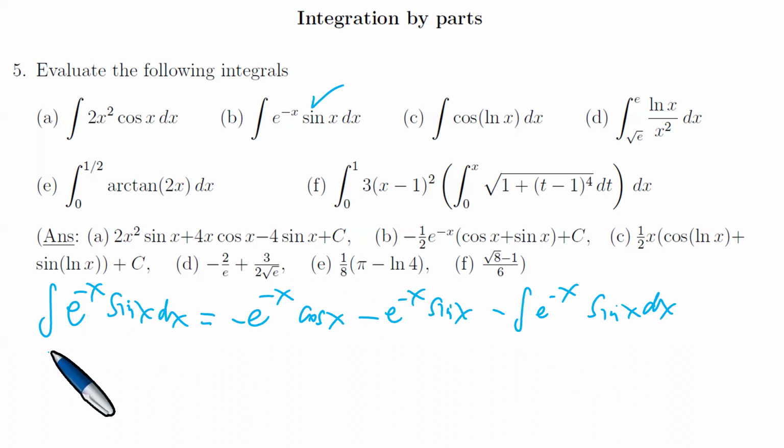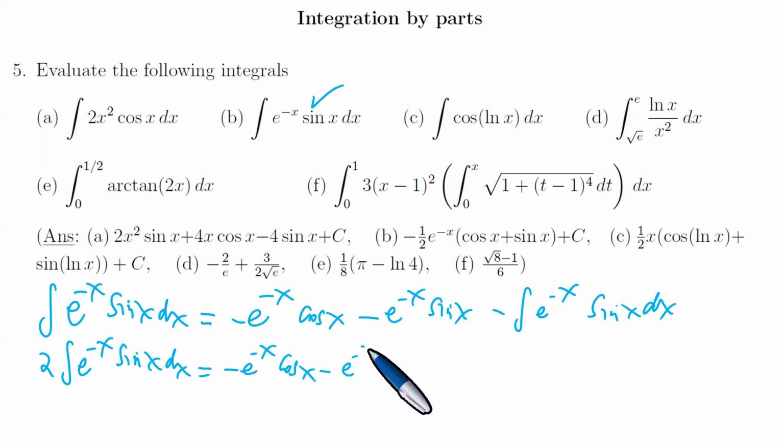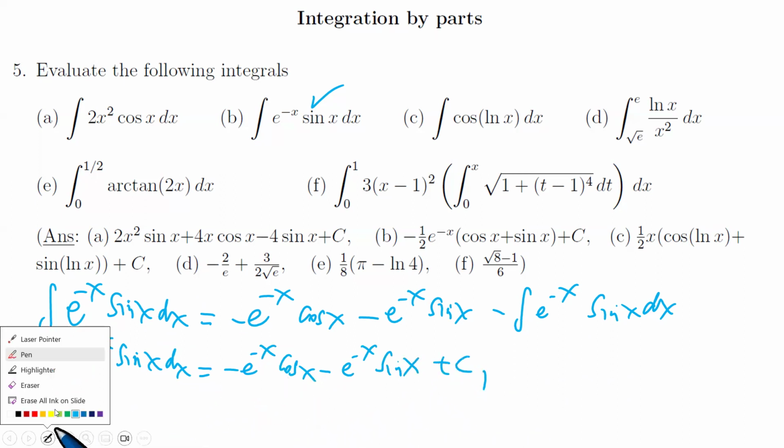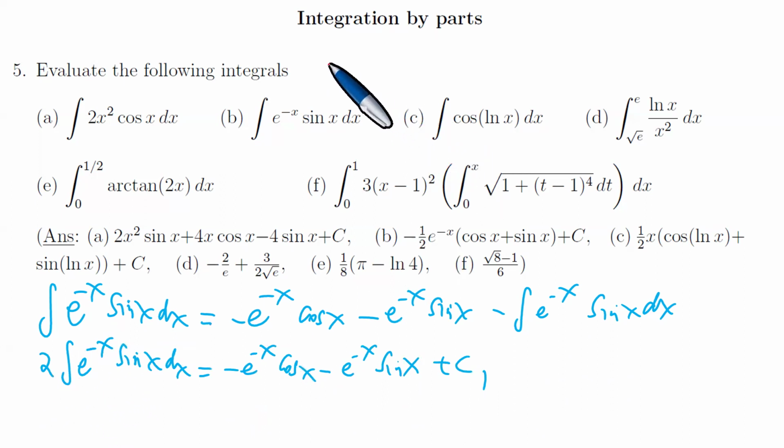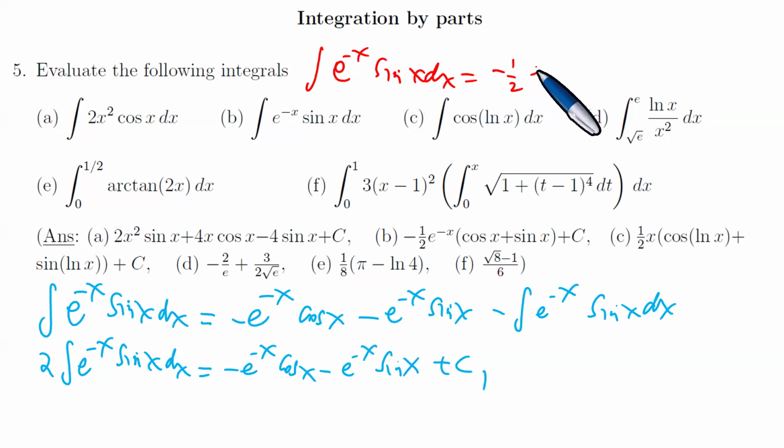So this one and this one, you bring them together. This one is negative, so if you bring it here, it's going to be positive, giving us 2 times the integral of e to the minus x sine x dx equals minus e to the minus x cosine x minus e to the minus x sine x plus C1, an arbitrary constant of integration. Divide both left and right by 2, getting exactly the integral of e to the minus x sine x dx equals, divided by 2, minus e to the minus x cosine x minus e to the minus x sine x, plus C.